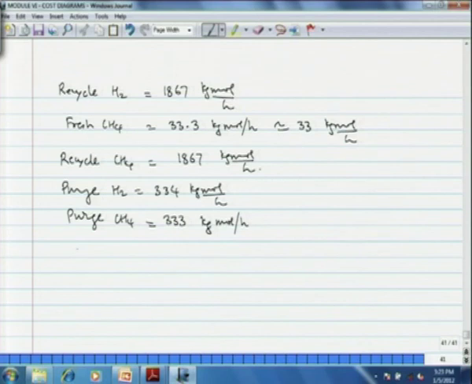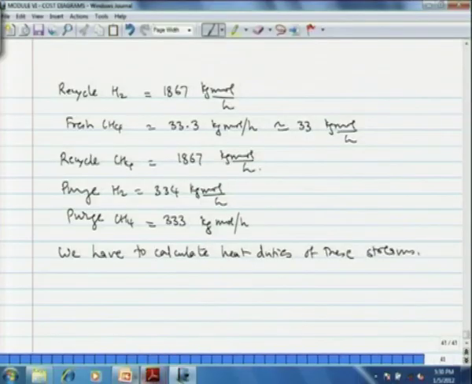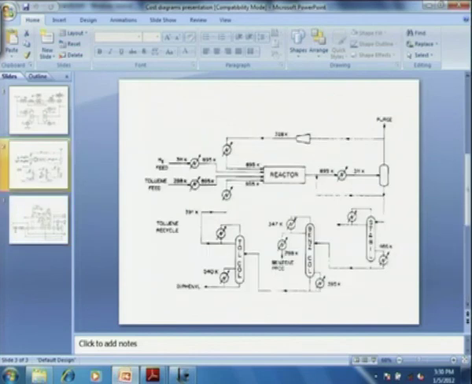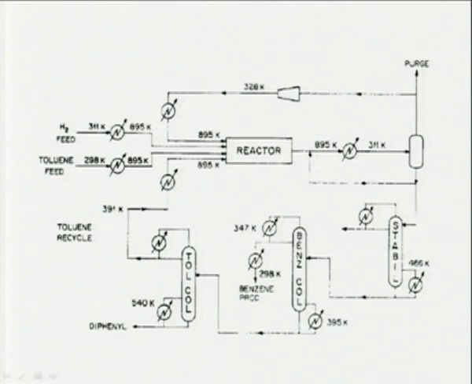And now we have to calculate the heat duties of each of these streams. Having done the material balance, we have to do the energy balance for the flow sheet. Now to do the energy balance, we have to look at the various temperatures that are involved in the flow sheet. Here you can see that the fresh gas is heated from 311 Kelvin to 895 Kelvin. The recycled gas is heated from 328 Kelvin to 895 Kelvin. The recycled toluene and diphenyl is heated from 391 Kelvin to 895 Kelvin, and the fresh toluene is heated from 298 Kelvin to 895 Kelvin.